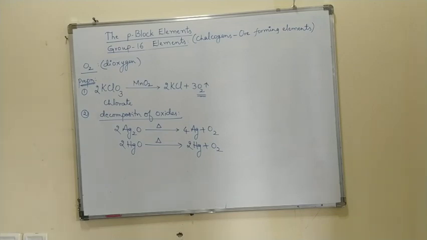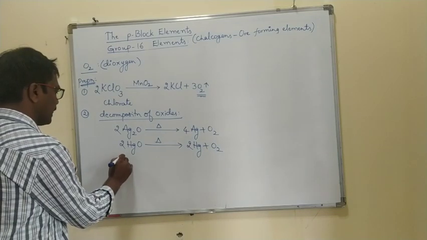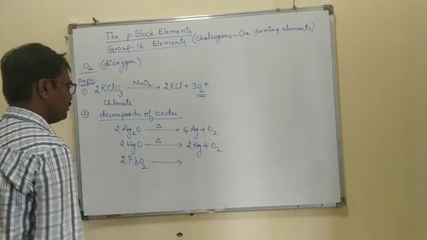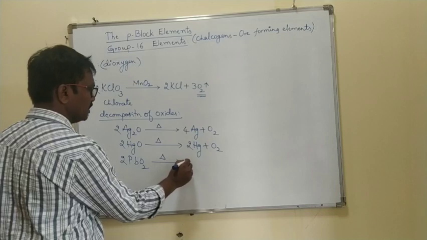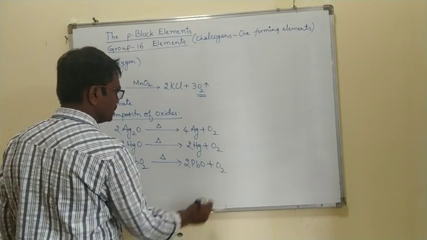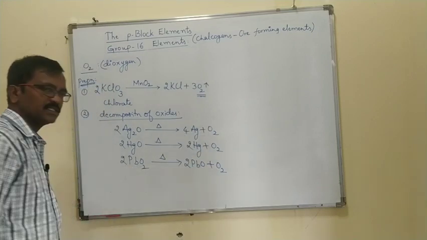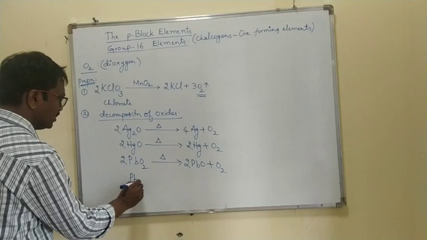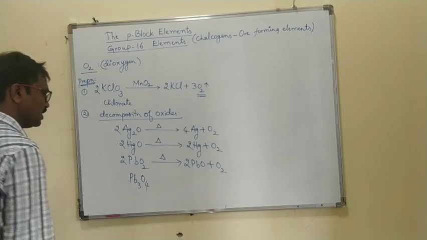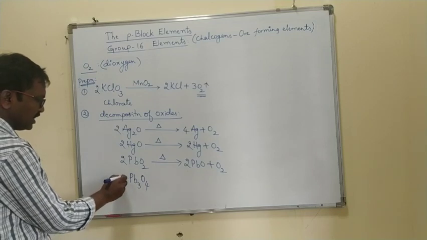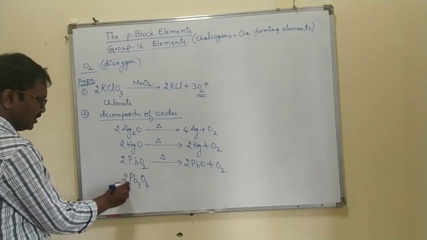The next one, 2PbO2. It forms 2PbO plus oxygen. In all the cases, the liberated gas is oxygen. Then Pb3O4. Right, it is a mixed oxide. We'll discuss it in the next class, next topic.